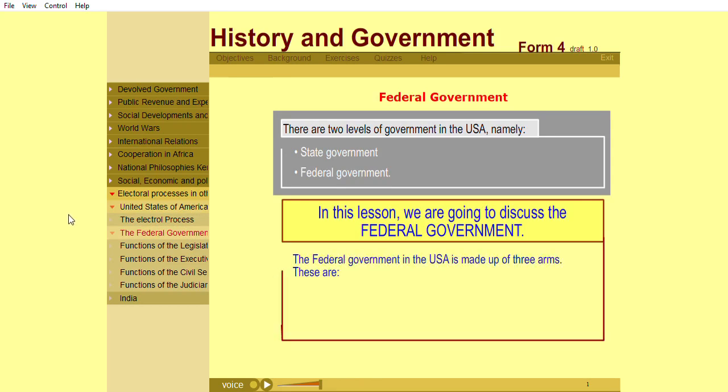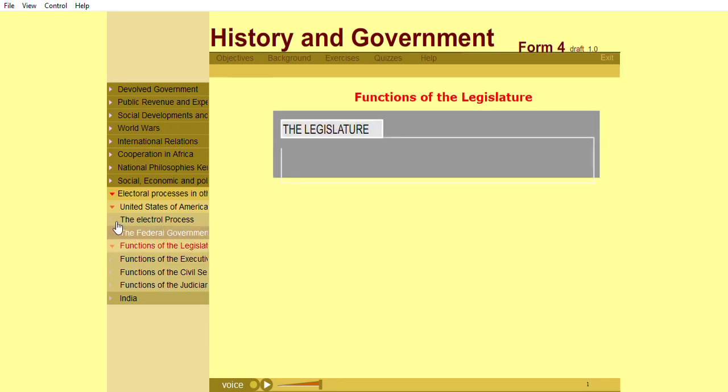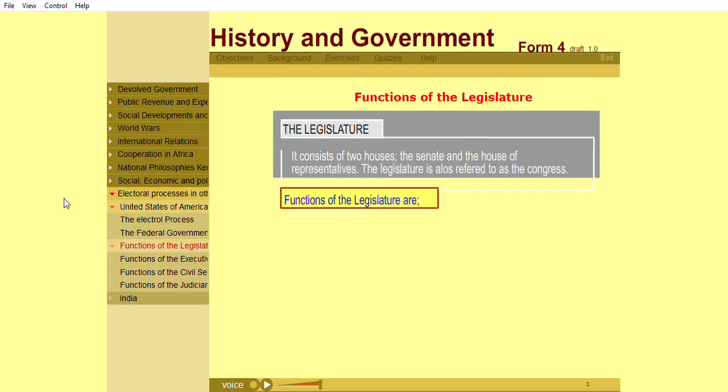The federal government in the USA is made up of three arms. These are legislature, executive, and judiciary. The legislature consists of two houses, the Senate and the House of Representatives. The legislature is also referred to as the Congress.